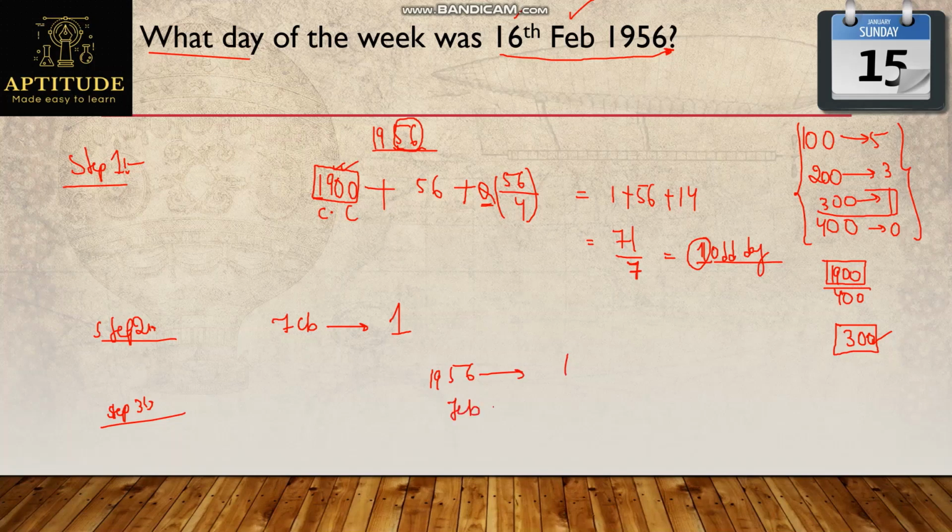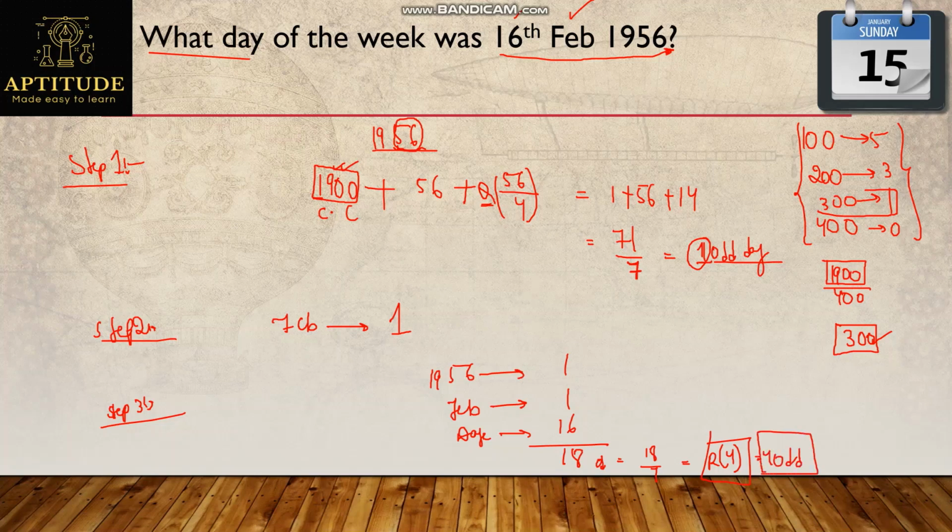For February, it is once again 1. And finally, I need to add up the date as it is. What is the date? 16th February. So 16. So we got 18 odd days, which means I can form 2 weeks completely. So simply 18 divided by 7, the remainder is the final odd day. So the remainder will be 4. Why? Because 7 twos are 14 and 4 will be left over. So finally we got 4 odd days.